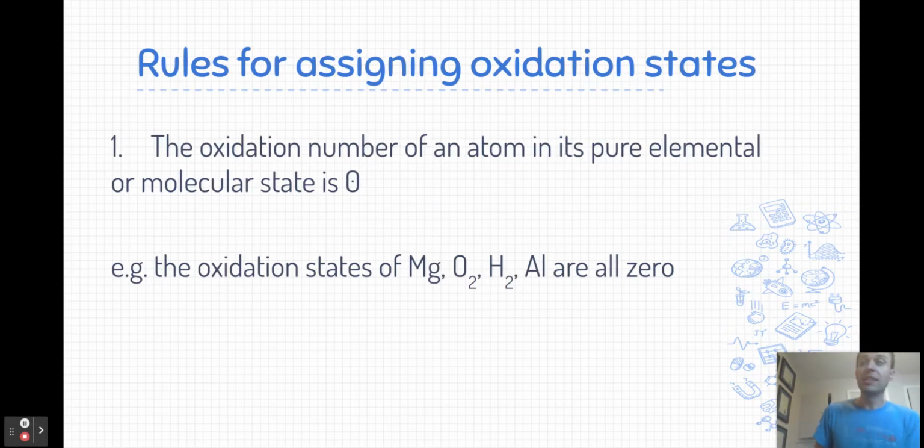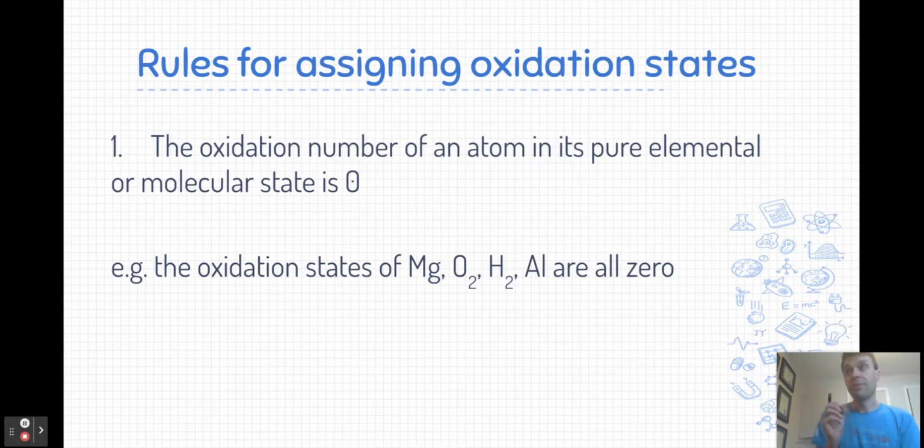Even though oxidation states are listed on the periodic table, sometimes they come into conflict with each other. So we have a series of rules to follow to help us determine the oxidation states of individual atoms within a compound. And note that I will use the term oxidation number and oxidation state interchangeably for the purposes of this course.